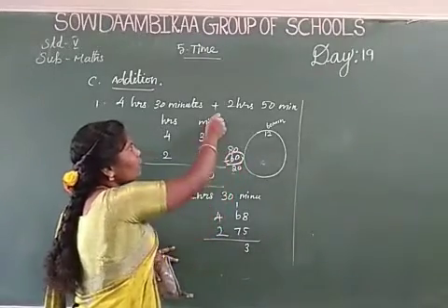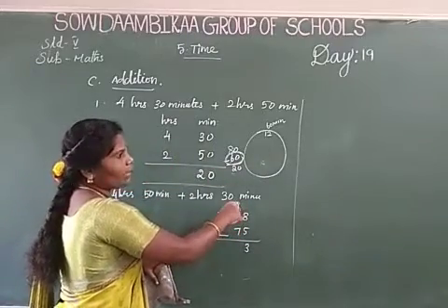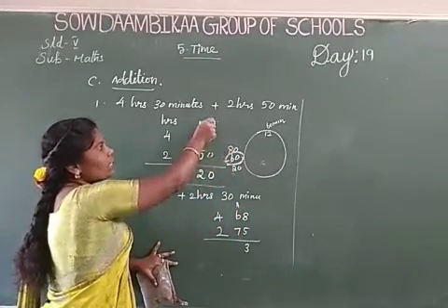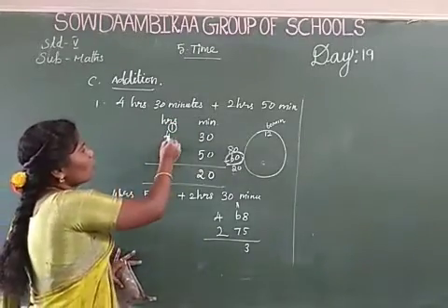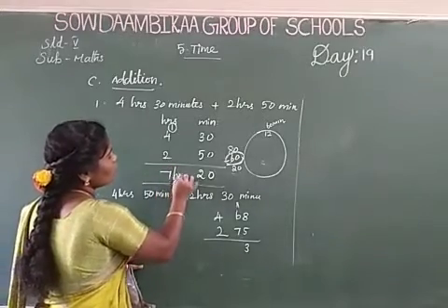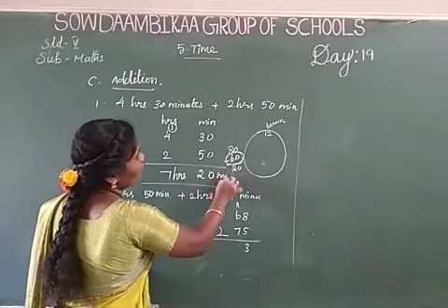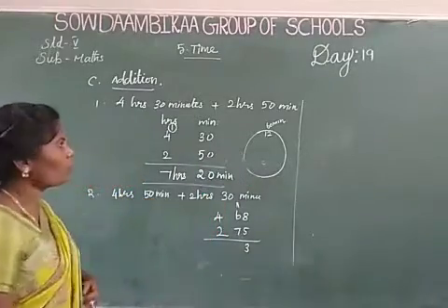The 60 minutes equal to how many hours? Give the borrow, the remaining 1. So 60 minutes equal to 1 hour. Now 4 plus 1, 5. 5 plus 2, 7. The answer is 7 hours 20 minutes. Okay.